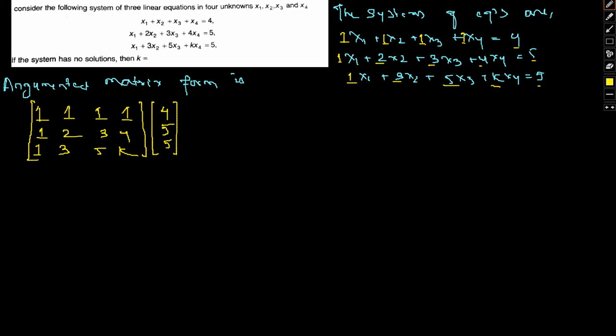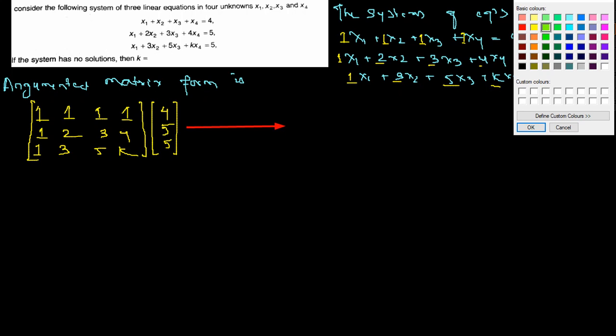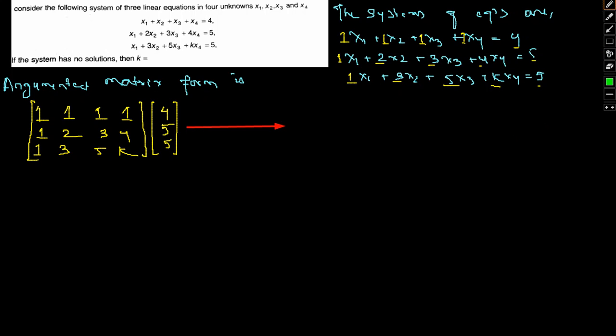Now what we can do is we can perform a few operations in general. So the first operation on this particular matrix would be R2 equal to R2 minus R1, and another one would be R3 equal to R3 minus R1. Okay, so we can actually go about this.